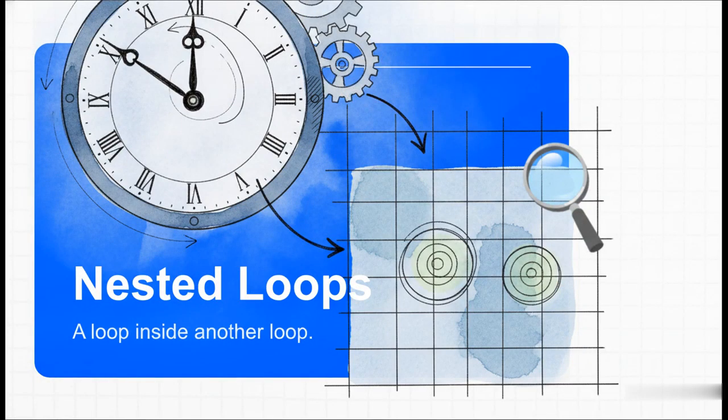But wait, no way, it gets even better. You can actually have nested loops. This is simply a loop placed inside another loop. Think of a physical clock. The minute hand has to complete a full 60-minute loop before the hour hand clicks forward even one single tick.